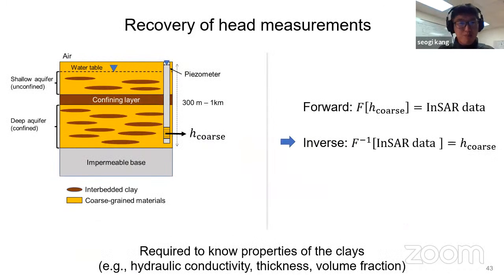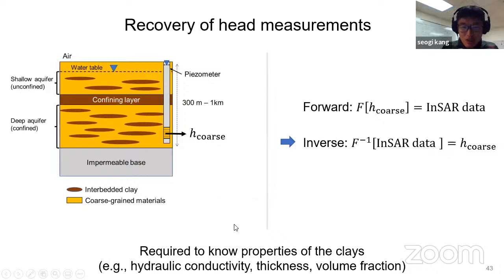And I'm going to be very brief about this. So at the end, what we want to do is estimating the head of the coarse-grained materials in this deep confined aquifer from the measured InSAR data. So the forward problem is, for a given head in the coarse-grained material, estimating what the InSAR data look like. But what we want is actually going backwards. For given InSAR data, we want to estimate the head level that can fit the InSAR data.